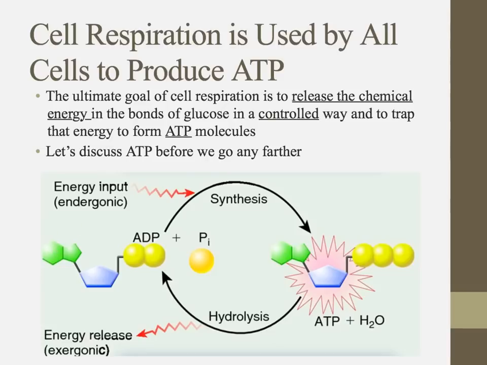We don't throw it away, we don't get a new credit card, we just recharge it with more money. ATP works the same way, okay? In order to reform this bond here, we have to add energy. This is an anabolic process, and that requires energy. We get that energy by releasing chemical energy in the bonds of things like glucose in a very controlled way, so that we can then use that energy in glucose to reform ADP into ATP.